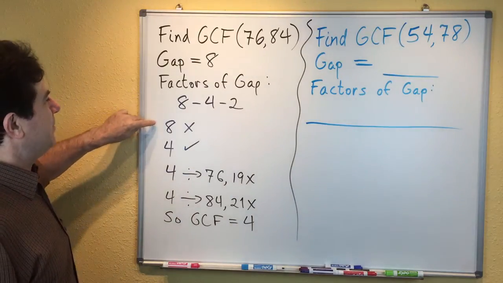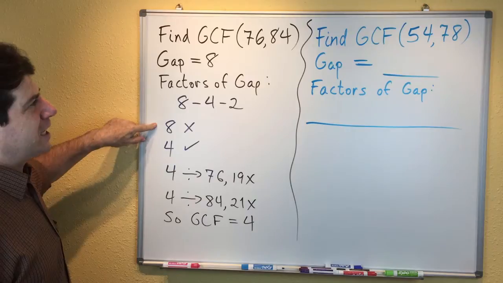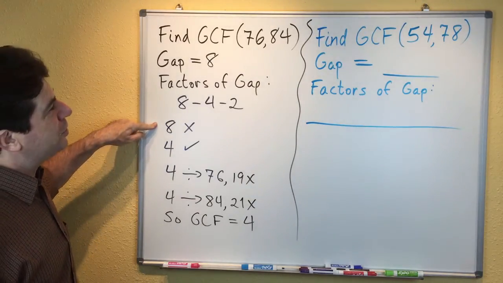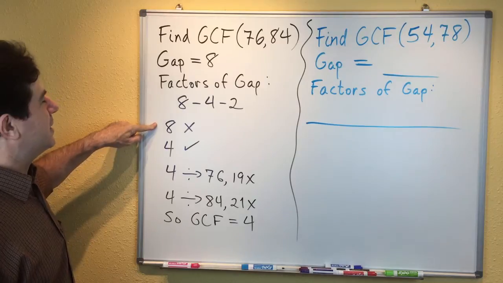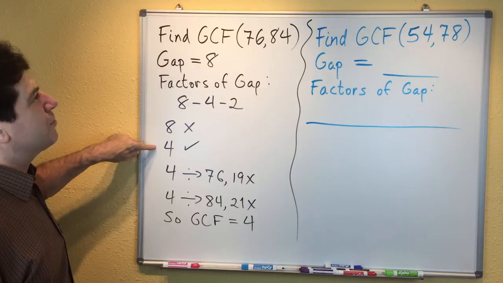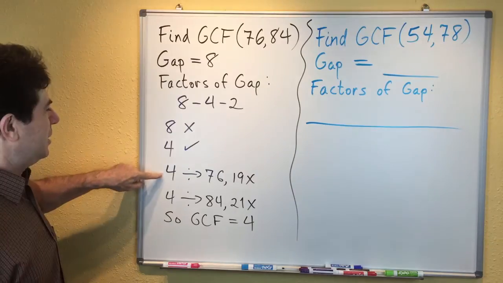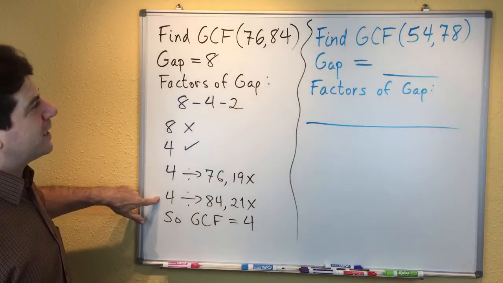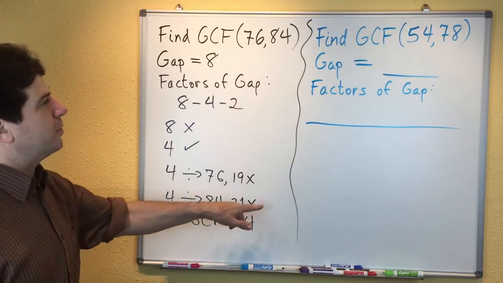So then we test them in descending order. We try 8. Does 8 go into 76? No, it goes into 72, so it's going to overshoot 76. So forget 8. Does 4 go into 76? Well, yes, it does. 4 goes into 76 19 times. And then does 4 go into 84? Yes, it does. It goes in 21 times.